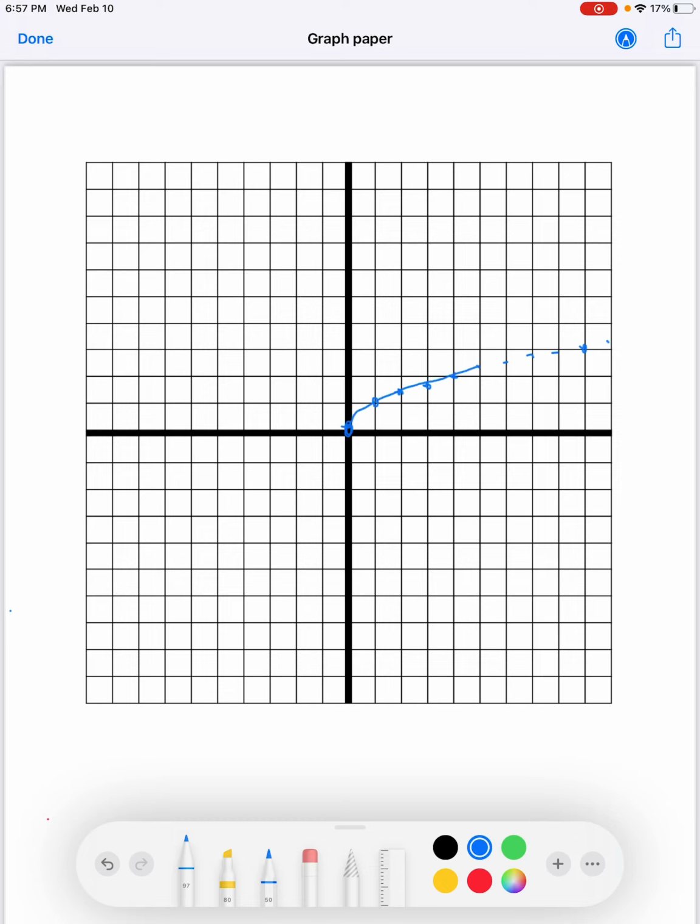So that's what our graph looks like for the square root function. It kind of just goes up gradually, but as you can see, that's all it is. It doesn't go into this quadrant, that, or that. So let's look at the values.